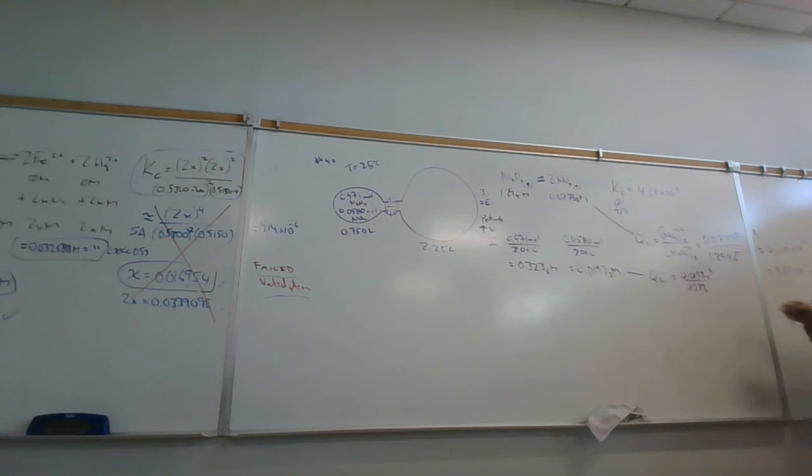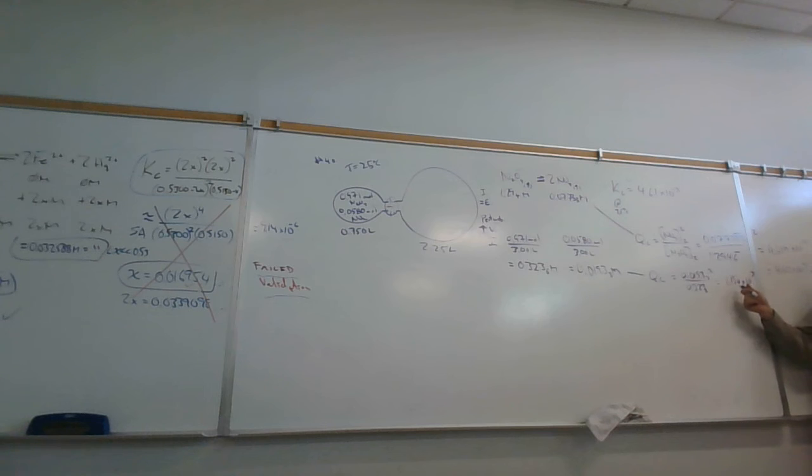And so 0.01933 squared divided by 0.3236. And that gives me 1.154 times 10 to the minus 3.